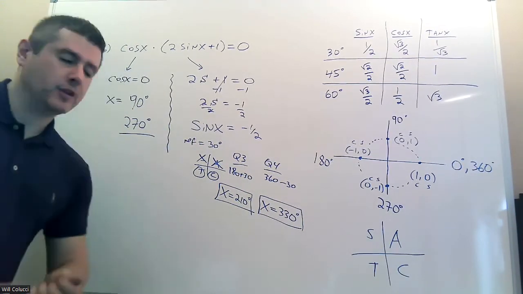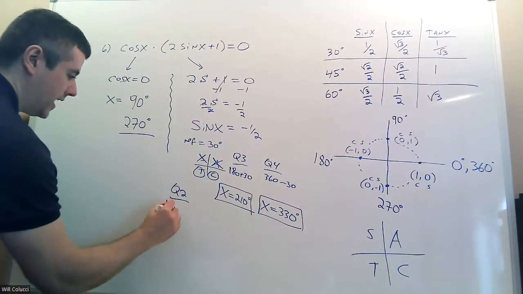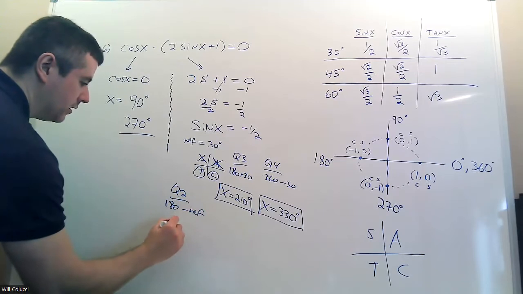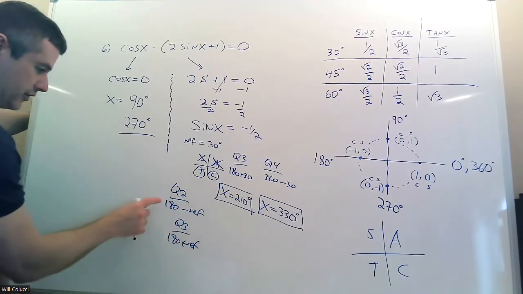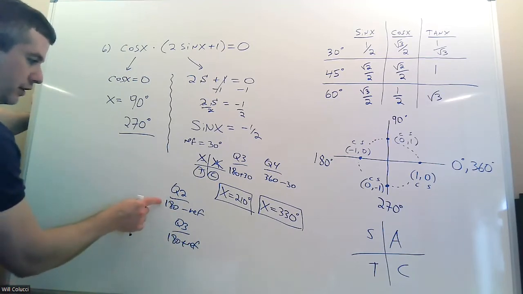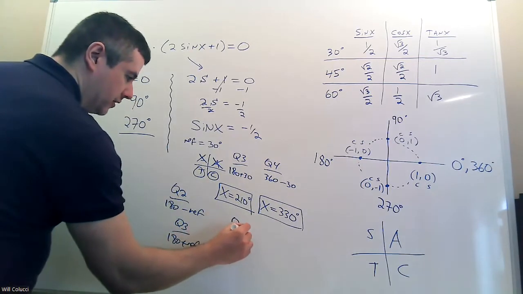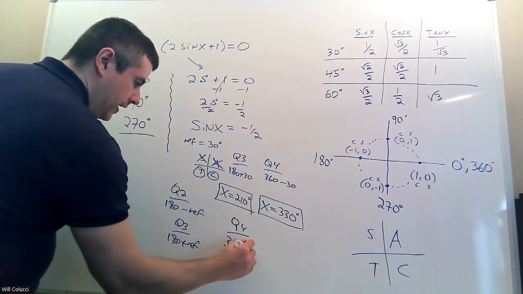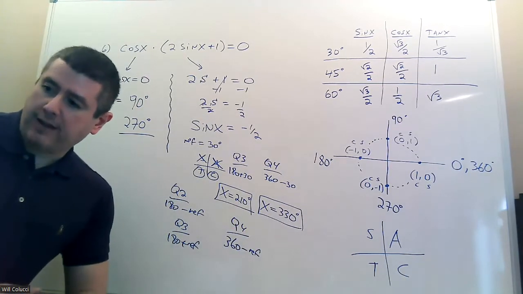180. All right, if you're in quad 2, it's 180 minus the reference angle. If you're in quad 3, it's 180 plus the reference angle. See, 180. Not 90, not 270. Quad 2, 180 minus the reference. Quad 3, 180 plus the reference. And quad 4 is even easier. It's just 360. Take away the reference. Those are the rules. Those are how you find the angles.